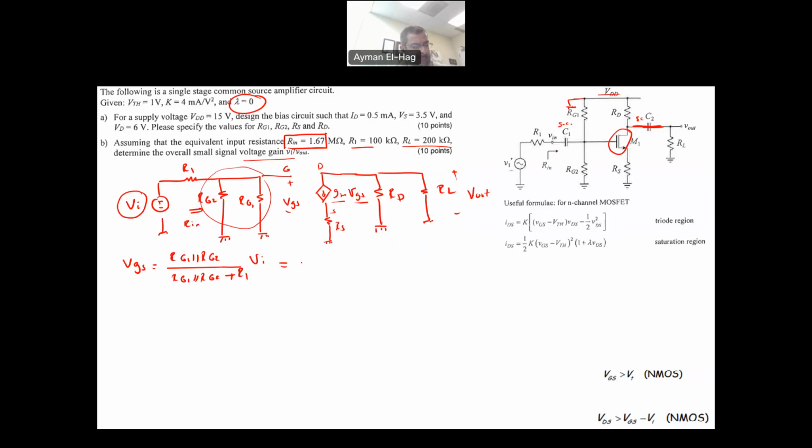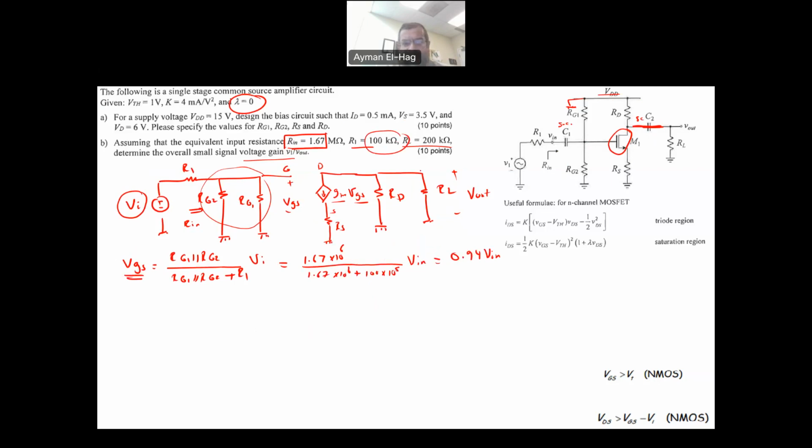So this will be 1.67 times 10 to the power 6 divided by 1.67 times 10 to the power 6, which is the parallel combination, plus R1. What is R1? R1 is given to you as 100 times 10 to the power 5, times Vn. Do the calculation. This is equal to 0.94 Vn. So I found the relation between VGS and Vn.